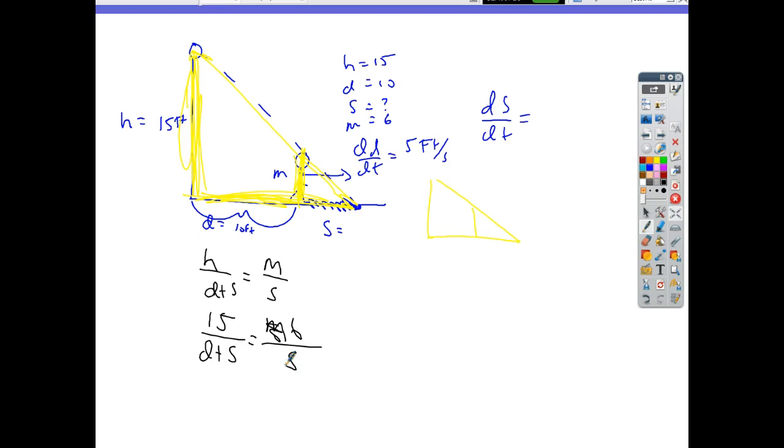I'm going to simplify this. This becomes 15S is equal to 6D plus 6S. I'm going to simplify further. I get 9 S's equals 6 D's. Now, how am I going to get ds dt from this equation?